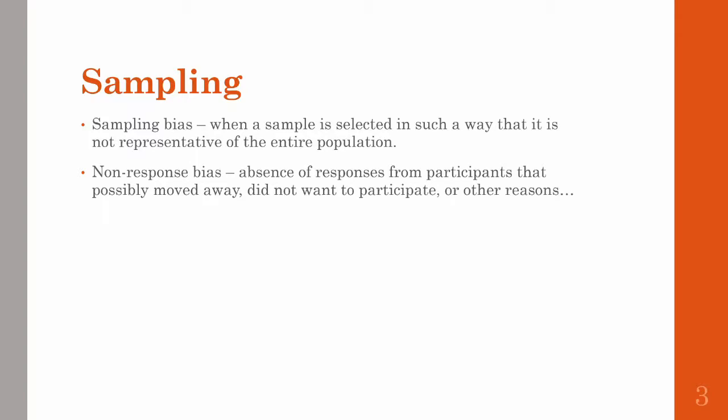Apart from this, there's also non-response bias, and this is when you don't get responses from some people as they may have moved away, just didn't want to participate in the study, or for other reasons. This could also shift the sample or proportions of your sample away from what the actual population is.